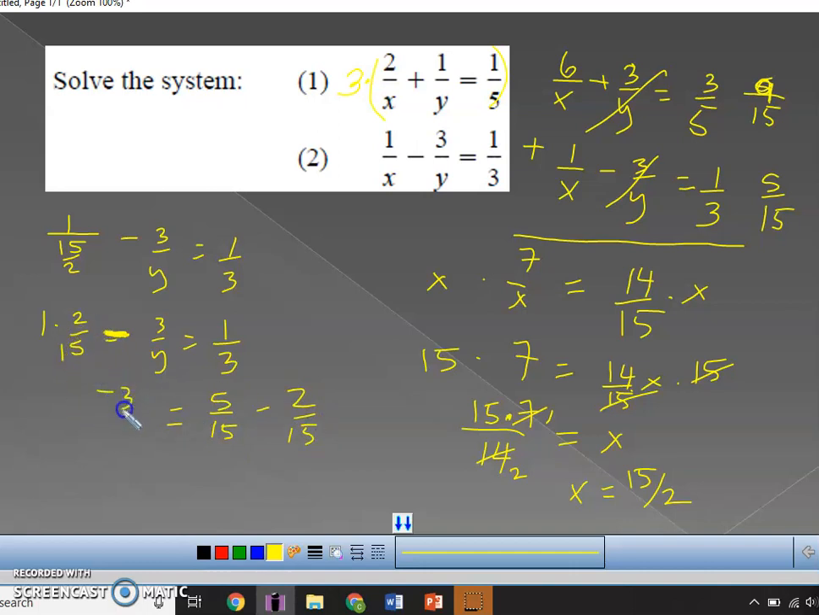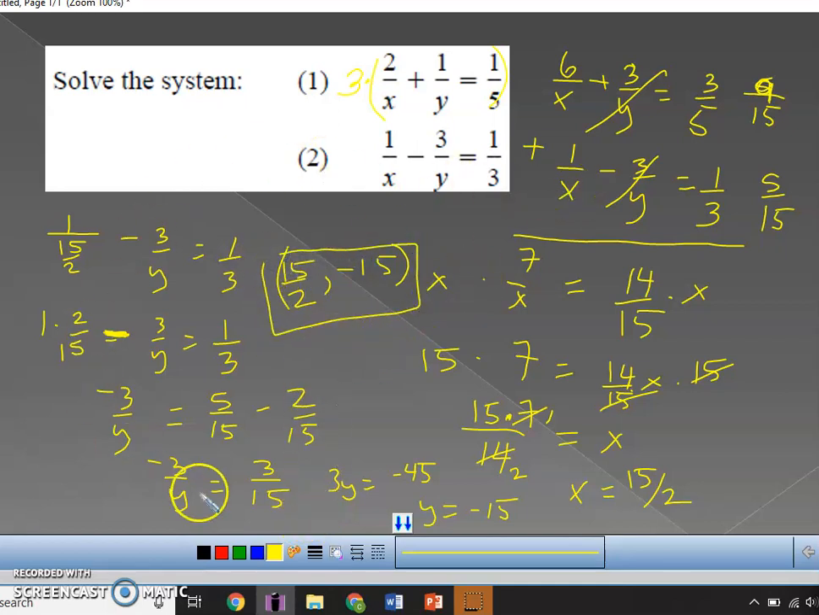And so I have -3 over y equal to, let's see, -3 over y equals 3 over 15, right? And I can go ahead and cross multiply here. So this becomes 3y, this becomes -45, so I end up with 3y equals -45. Divide both sides by 3, so I end up with y equals -15. So my two answers together become 15 over 2, comma, -15. Easy peasy. Okay, so now that one is done.